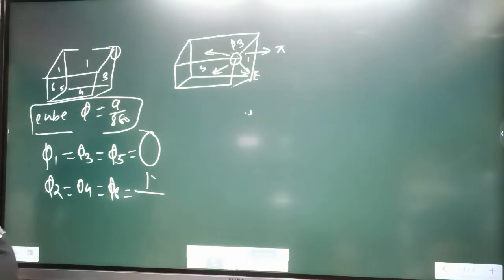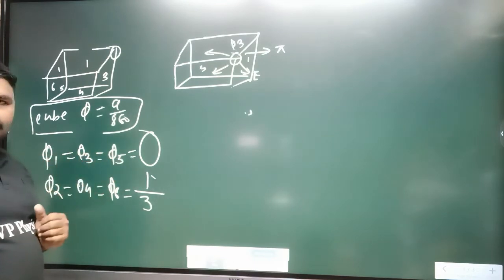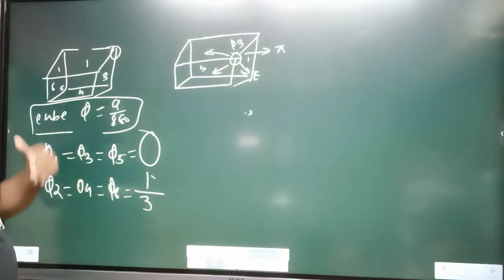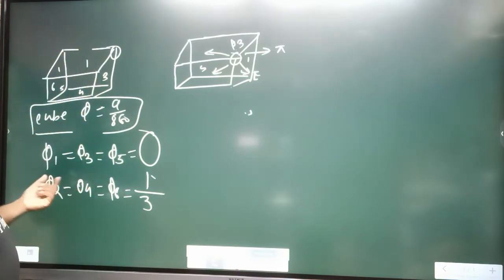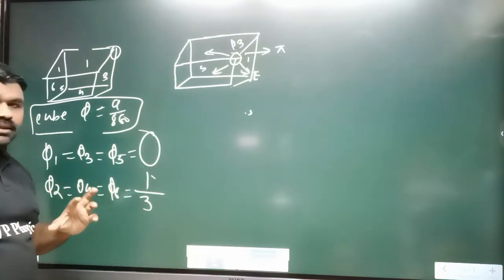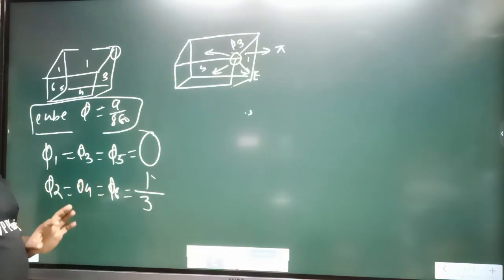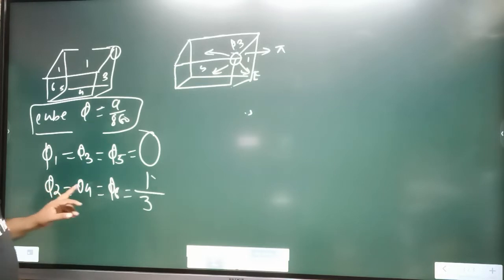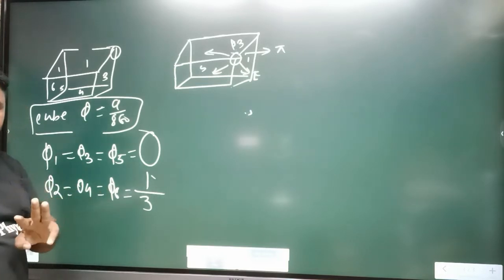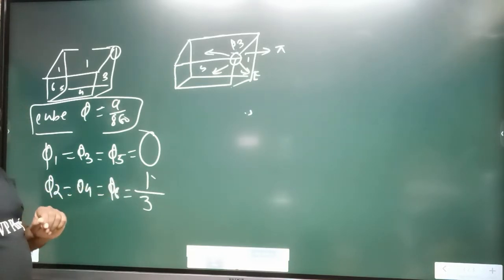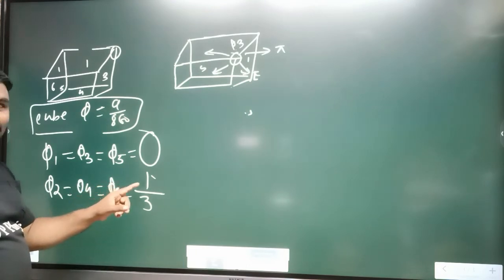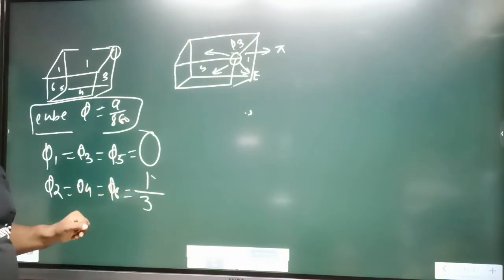Out of 3, there is no need for consideration here, because no flux is passing in this area. It's only phi 2, phi 4 and phi 6. Only these surfaces have flux passing. Got it? There are 3 surfaces. We need to find out how much flux is passing in one surface, which means we can take 1 by 3.